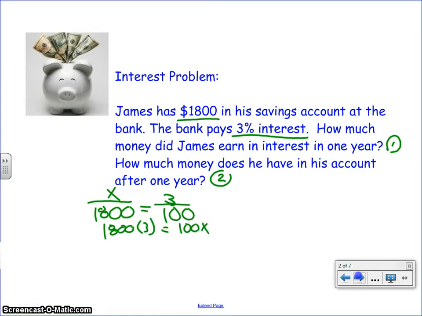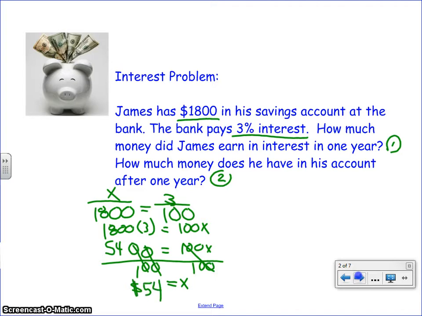1,800 times 3: 0, 0, 8 times 3 is 24, carry the 2, plus 2 plus 1 is 5,400, and that equals 100x. We divide both sides by 100. We find out that in 1 year, $1,800 would make $54. So the answer to the first question, how much money did James earn in the 1 year? He earned $54.